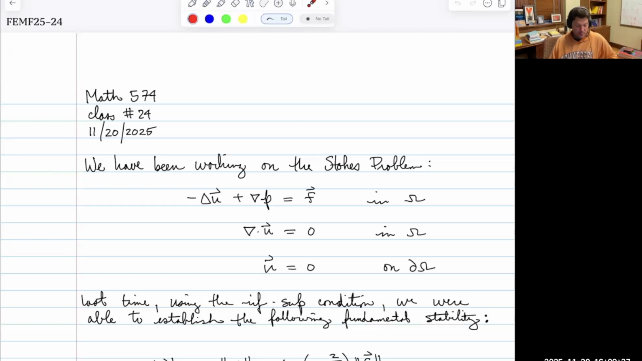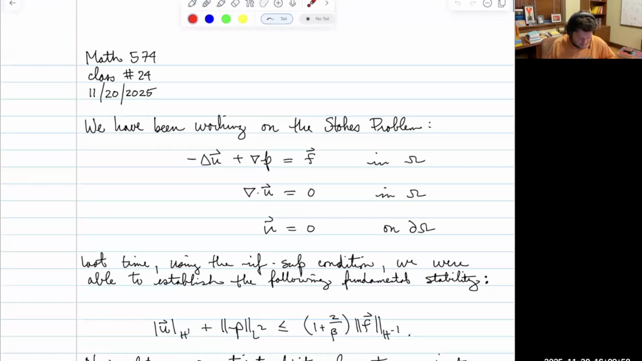Welcome back to Finite Element Methods, class number 24. So we're talking about the Stokes problem, and in this class we really get into some depth on how to approximate solutions to the Stokes problem using our finite element and Galerkin strategies.